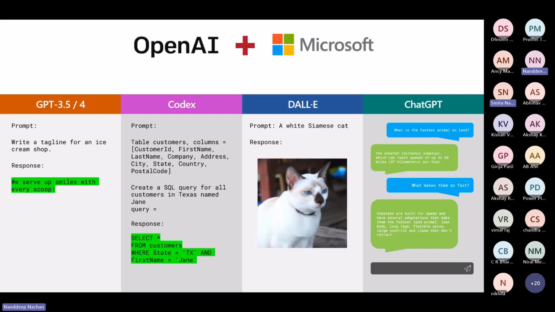So when it comes to GPT-3.5 or 4, it is for text completion, a set of models that can understand and generate natural language. Codex is a set of models that can understand and generate code, including translating natural language to code. It is a descendant of GPT-3 that has been trained on both natural language and code.